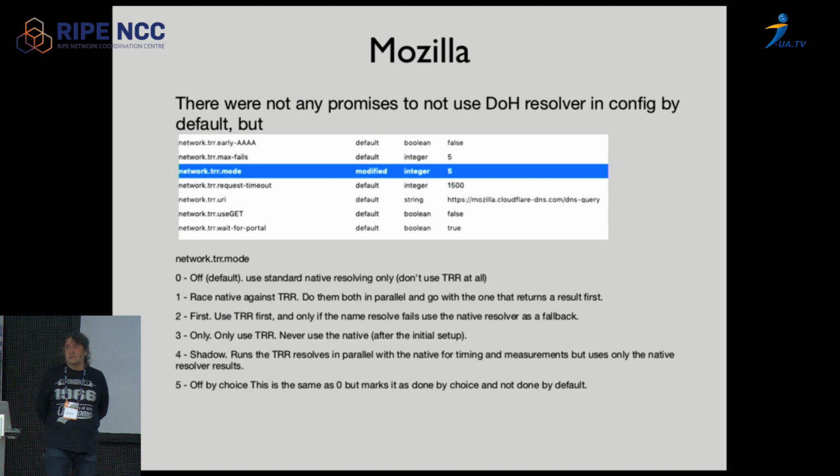But if you have set 5 instead of 0, it shows that you intentionally want to use the usual DNS. So unless your Mozilla settings collapse, it will never use DNS over HTTPS.